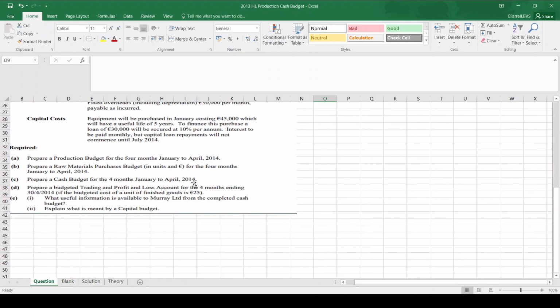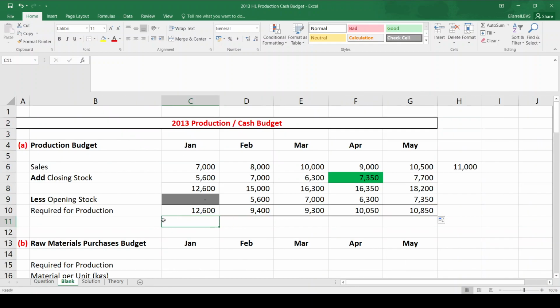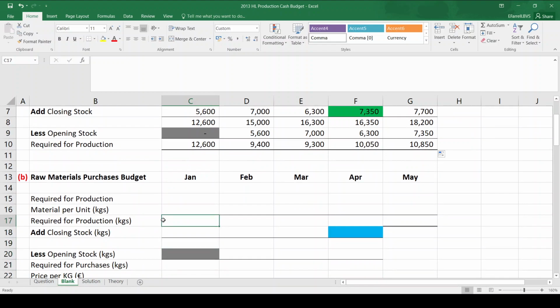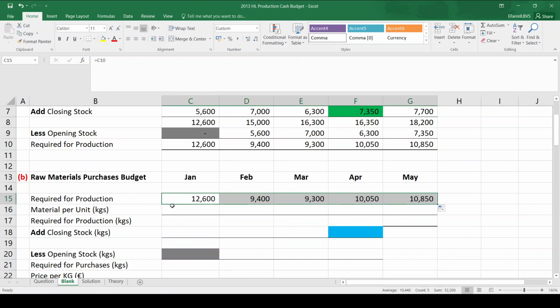Part B of the question then asks us to prepare a raw materials purchases budget in units, which is in kgs, and in euros for the 4 months, January to April. So again, I'm going to have to start off with 5 months, as you'll see why in a minute. First thing here again, the units required for production, I'm simply getting those from part A. So these are the units we need to make in part A.